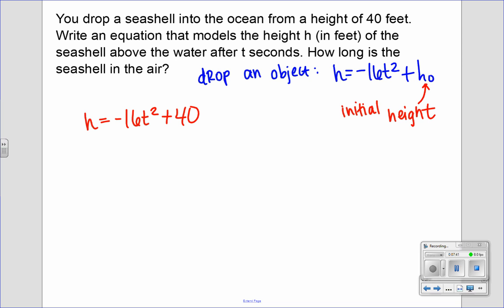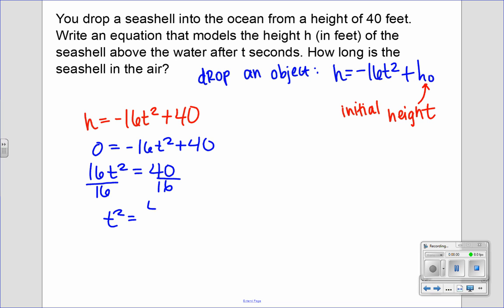Now, to solve for how long the seashell is in the air, we can plug in 0 for h, because when it lands on the water, it'll be 0. And then we can solve. I used square roots, so I moved over the 16t squared, and then I divided. And then since time is never negative, we just take the square root, and our time is going to be about 1.6 seconds.